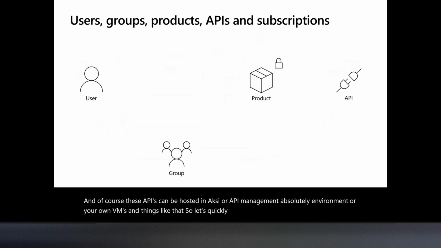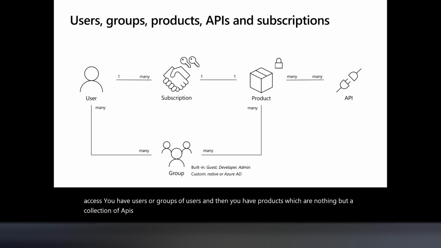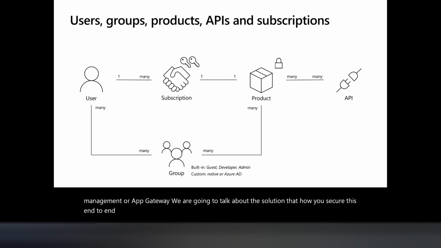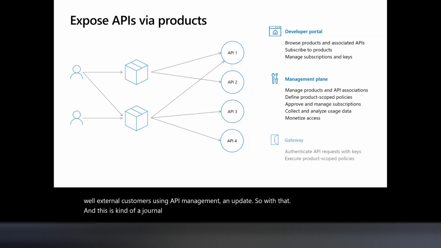Let's quickly move on. This is how you assign access. You have users or groups of users, and then products, which are a collection of APIs, and that's how you provide access to users. They create a subscription to those APIs. Keep in mind, our goal today is not to go deep into API Management or App Gateway. We are going to talk about the solution for how you secure this end to end, providing secure access to your APIs to internal as well as external customers using API Management and App Gateway.